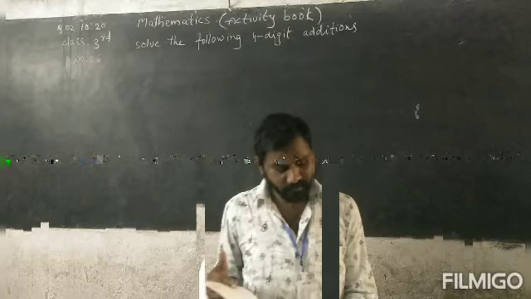Next, 3,623 plus 1,345. So the given numbers are written column wise, and first we add the digits in ones place. See here, 3 plus 5. Keep 3 in the mind and 5 in the hand. 3, after that you can count 4, 5, 6, 7, 8. Write 8 down under the ones column.